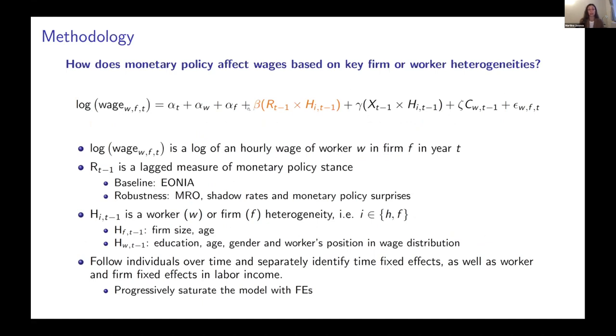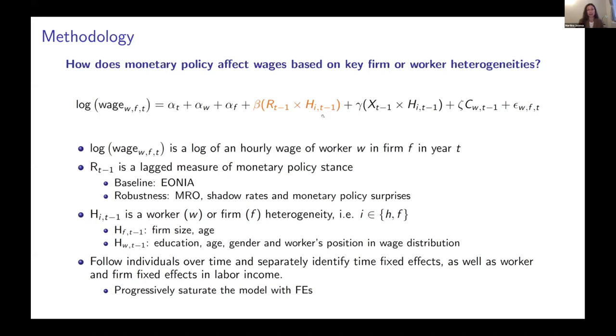Now, the most important coefficient we'll be after is this beta. And so let's look into this double interaction that's highlighted here in orange. So the R represents a measure of the monetary policy stance. And for today, I'll be using EONIA, which is basically a European Fed funds rate, as a proxy of the monetary policy stance. In the robustness, we also think about the R more seriously, and we replace it not only with MRO, which is the key policy rate of the ECB, but also with the shadow rate, so that we are able to think about both conventional and unconventional monetary policy changes, but also with the monetary policy surprises, a la the work of Marek Jarocinski and Peter Karadi.